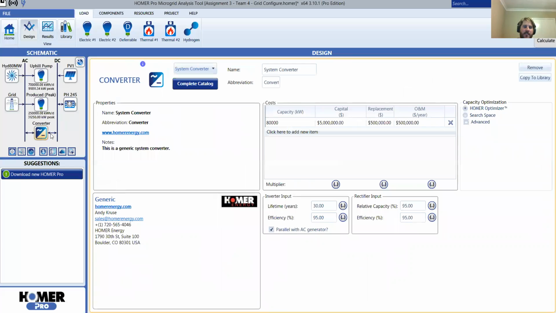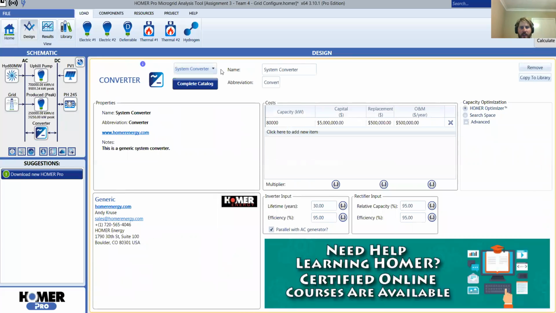The next one is the converter. I've just got those numbers here. I've got the capacity, the capital, the replacement, the lifetime and the efficiency in percent. I've kept it quite high because it's not so important.